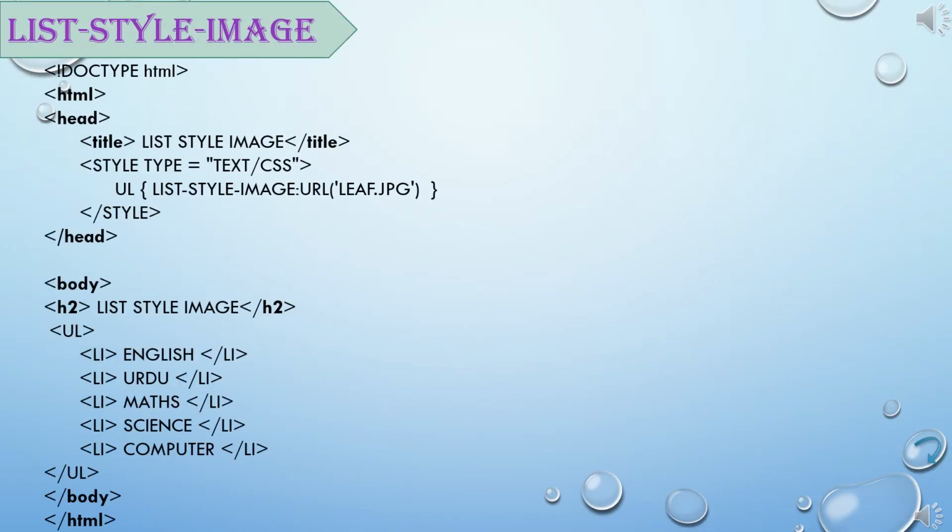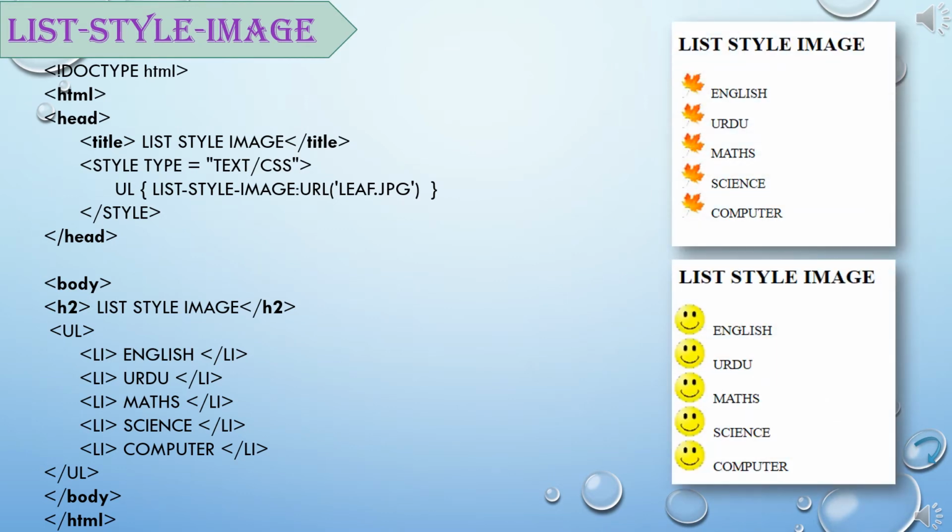Students, look at the HTML code for inserting images as a bullet through the list-style-image property. We have already discussed this code in our previous lesson. That was the HTML code for list-style-image, which we have already discussed in our last lesson.